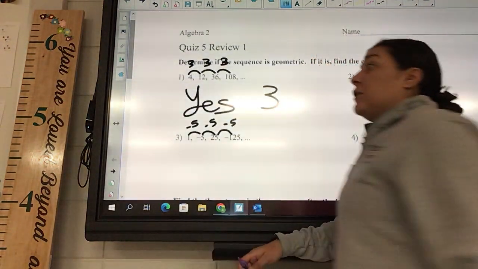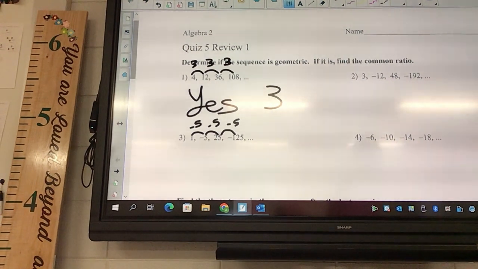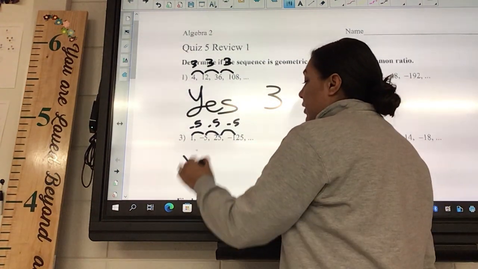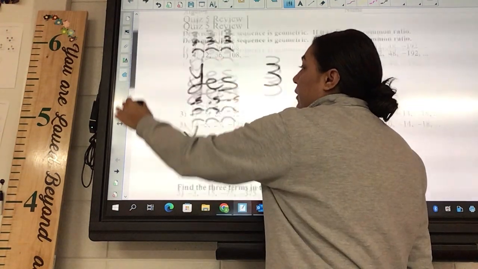Do not, this is just my advice, do not look at them and assume because your first two are negative 5 that the last one is negative 5. We have seen that for geometric you have to check every single one. At the point when you get one that is different, then you can stop. But check every one. So this is going to be yes, negative 5.